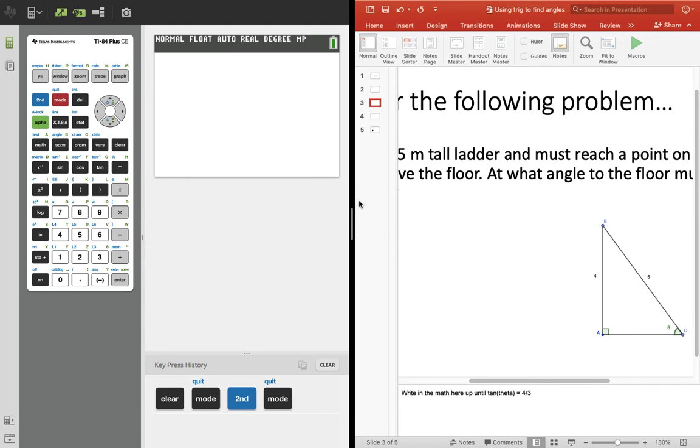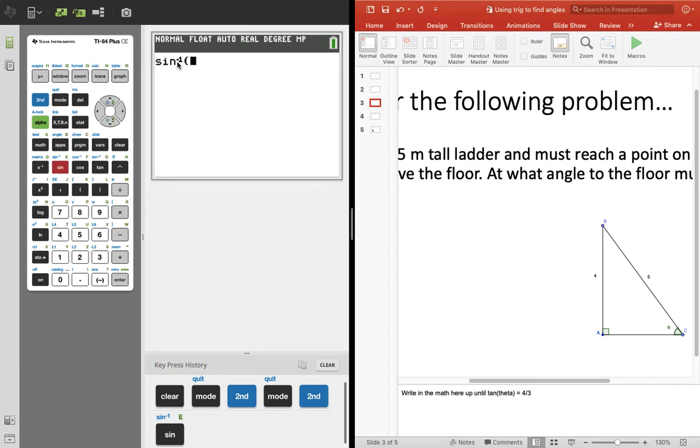But what we don't know is what angle this would have to be in order for the ratio of opposite to hypotenuse to be 4 to 5. And all you have to do to get that is use your calculator, which is very good at calculating these. You say, okay, we know the sine, so you go second sine, and it gives you this. This is called the inverse sine, also called the arc sine.